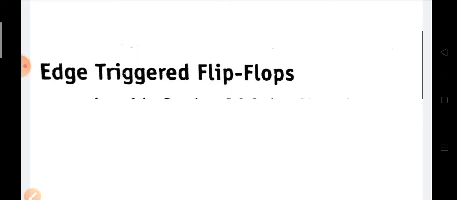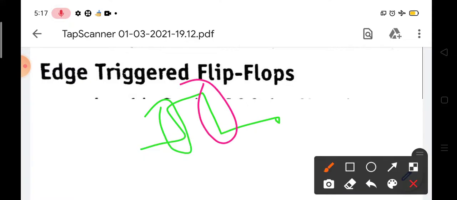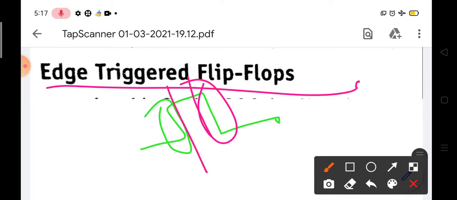If this is the clock pulse, the flip flops which respond to the rising edge, or the flip flops which respond to the falling edge, these flip flops are called edge triggered flip flops. Any changes in the input done when the clock is high are ignored or go unseen. So this is called edge triggered flip flops.